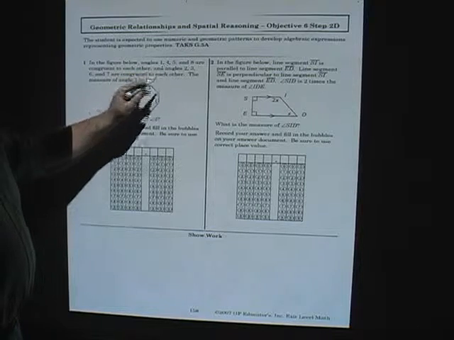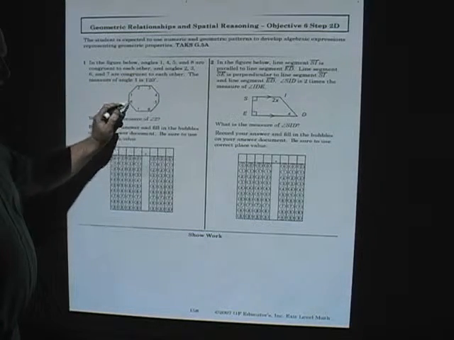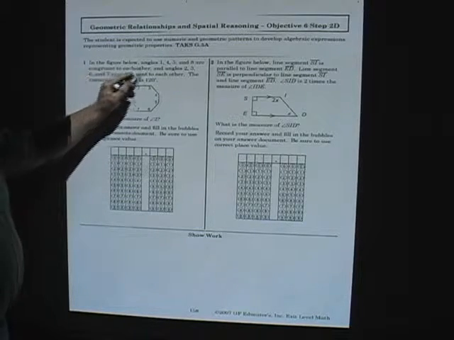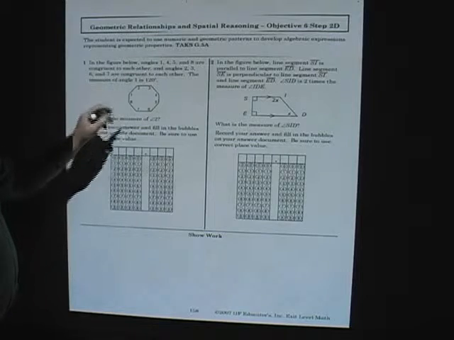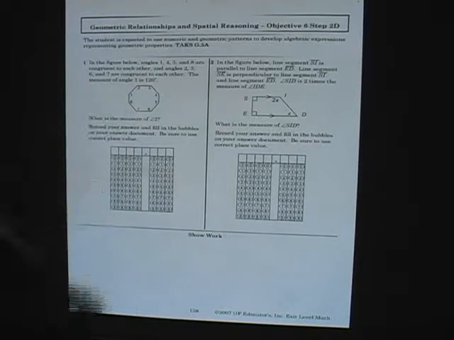In the figure below, angles 1, 4, 5, and 8, these four right here, are congruent to each other. And 2, 3, 6, and 7 are congruent.